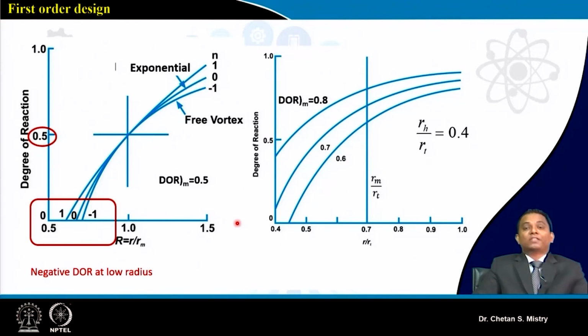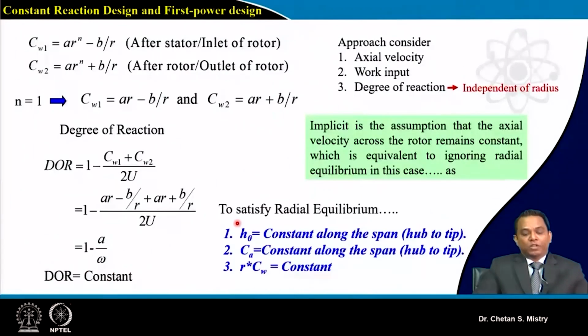Let's think of having degree of reaction to be constant throughout my span. That's what is our next design approach. So here if you look at, this is what we have discussed as arbitrary distribution of my whirl component. After the stator, or at the entry of my rotor, we can say A into r to the power n minus b by r. When we are considering after the rotor, that's what is A into r to the power n plus b by r.